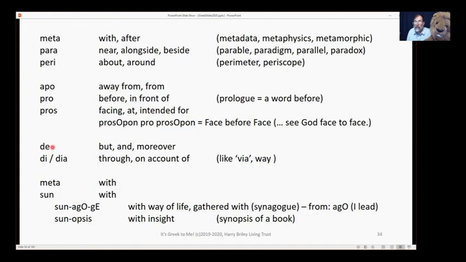All right, the next word is not a preposition, but it is a word that gets confused as a preposition, de. De means but. More often than not, that's all it means, but.